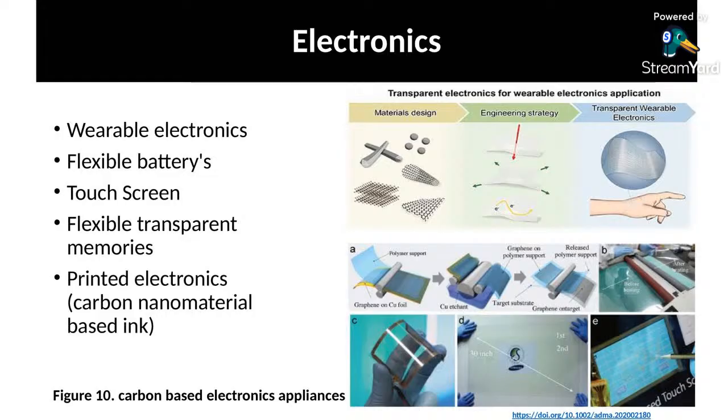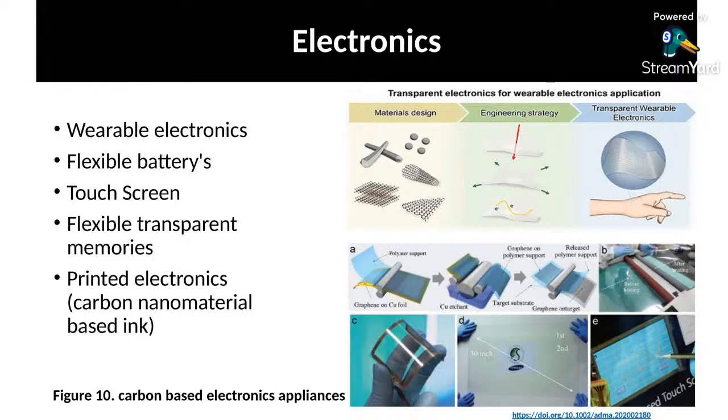Then carbon nanomaterials are also used in electronics, for wearable electronics. These are electronics we wear on our body, which give different measures, like how much sugar content is in your body, blood pressure, BP, and different physiological activity measures. Then flexible batteries. These materials can be used for making flexible batteries, so it's easy to manage them or develop instruments with them.